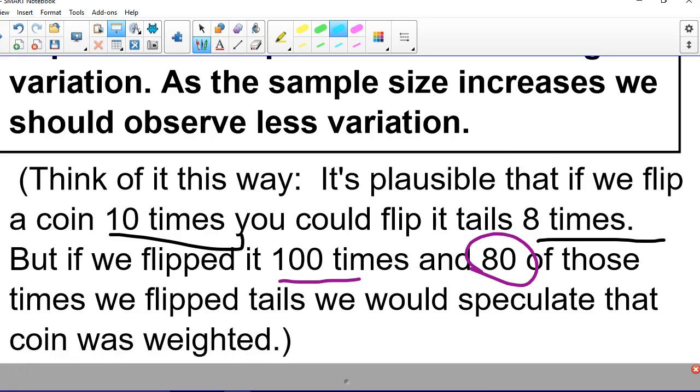Then I finally just said, think of it this way. It's plausible that if we flip a coin 10 times, you could flip tails 8 times. There's going to be a lot of variation with a sample size of 10. But if we flip it 100 times, and 80 of those are tails, there's not as much variation. So now what we can do is draw a conclusion and say, something must be up, okay? Something must be up because this margin of error here is only about 10%. That doesn't even capture 50%. If you need more help with this idea, let me know and I can go in depth with you about this.